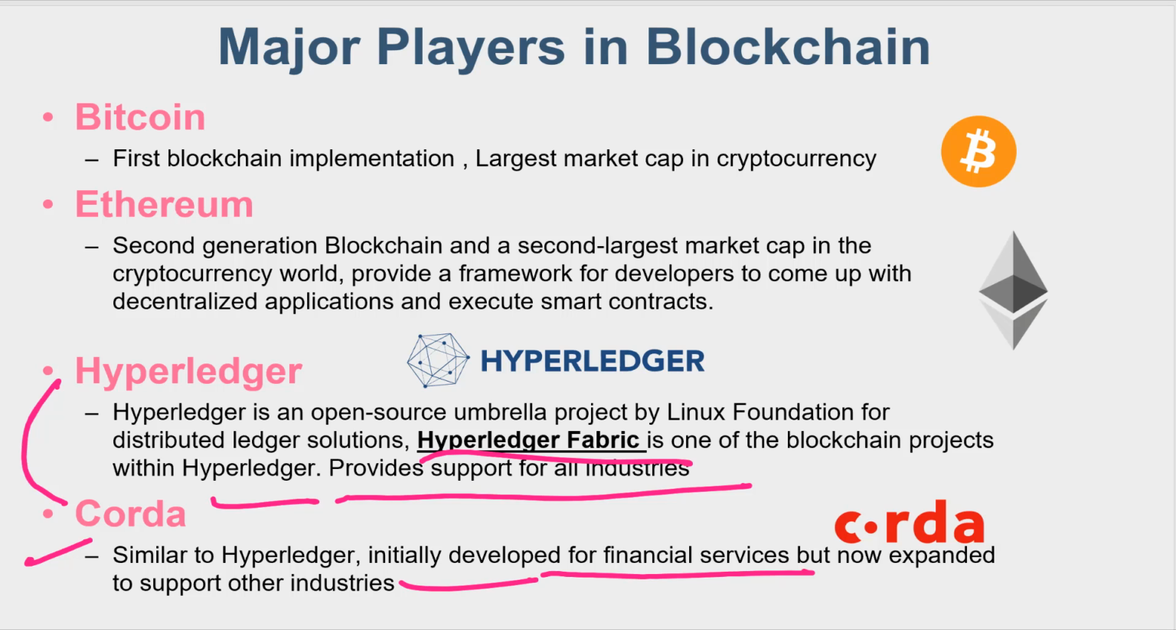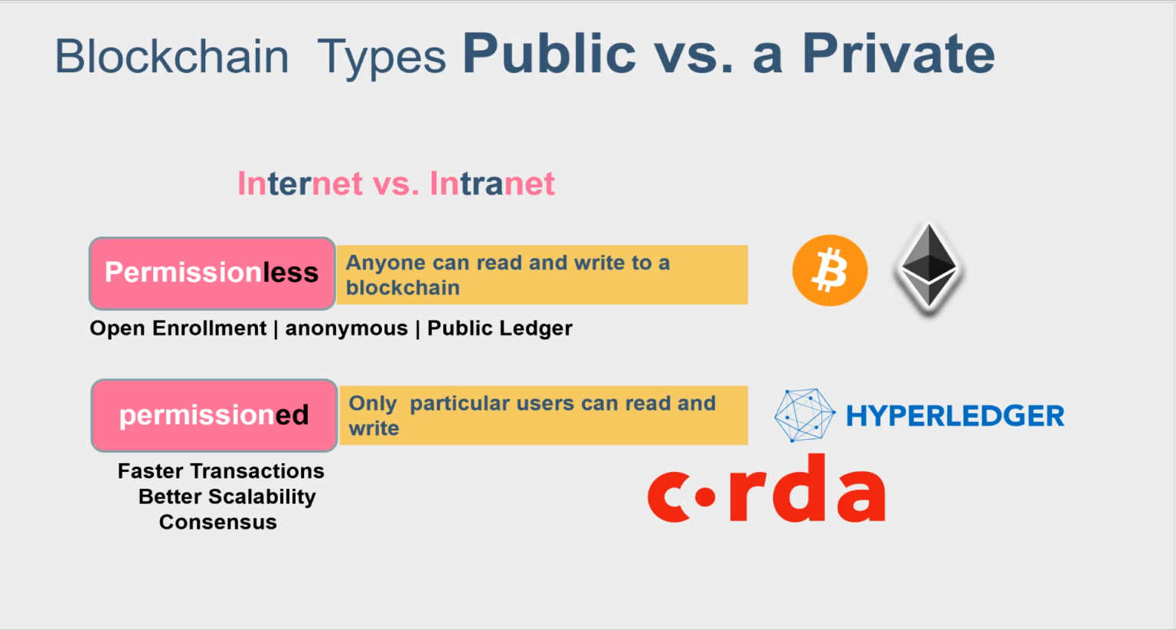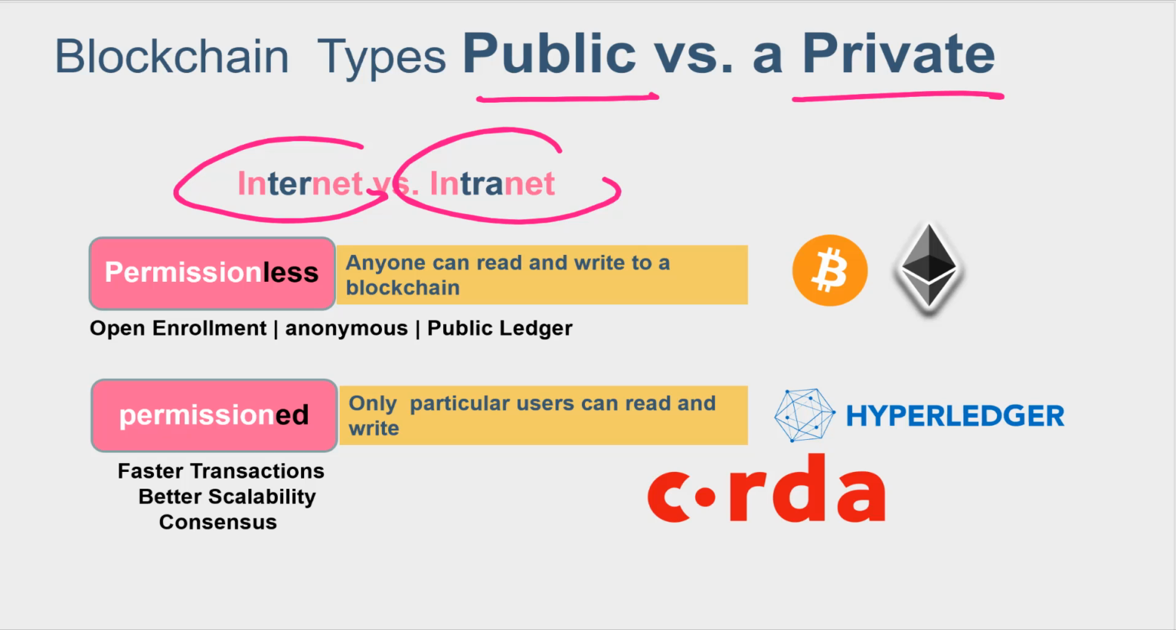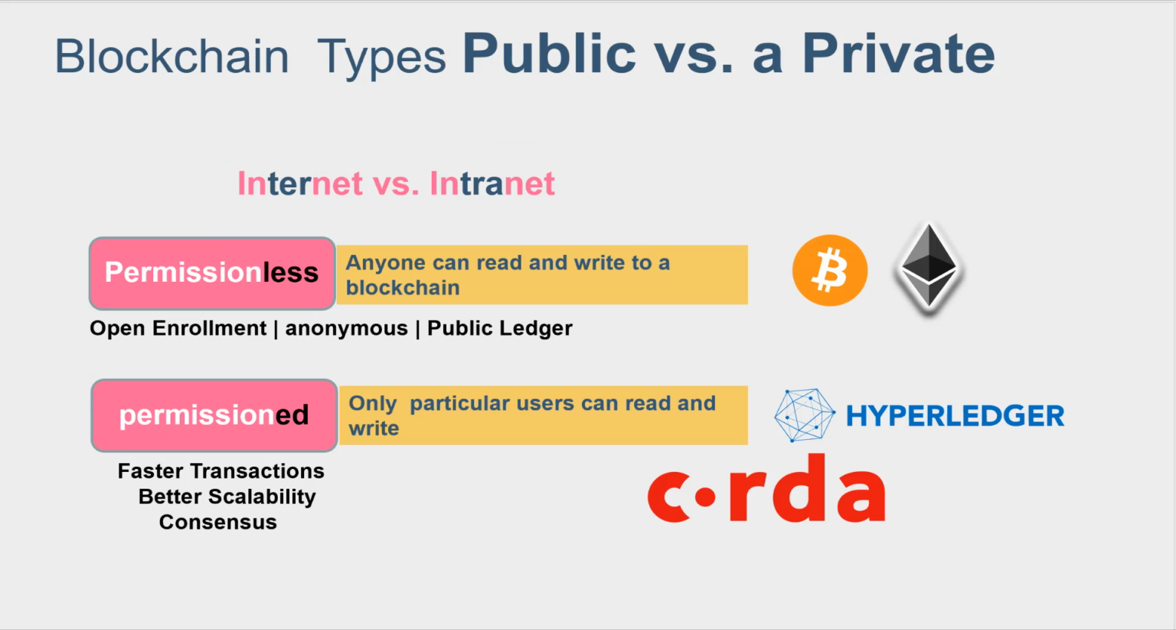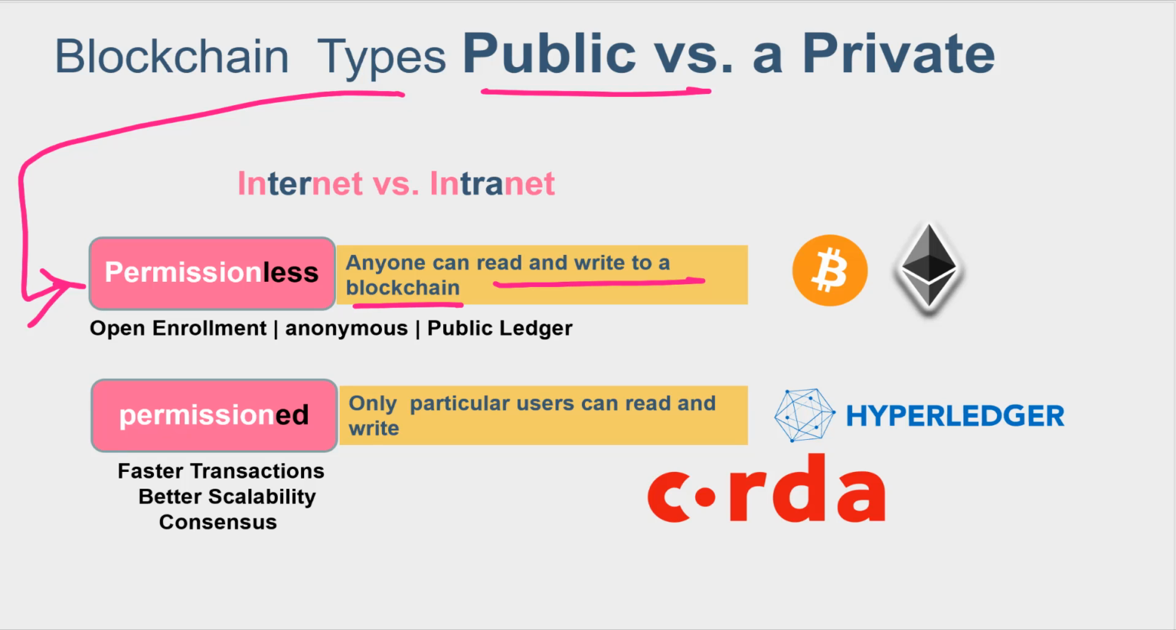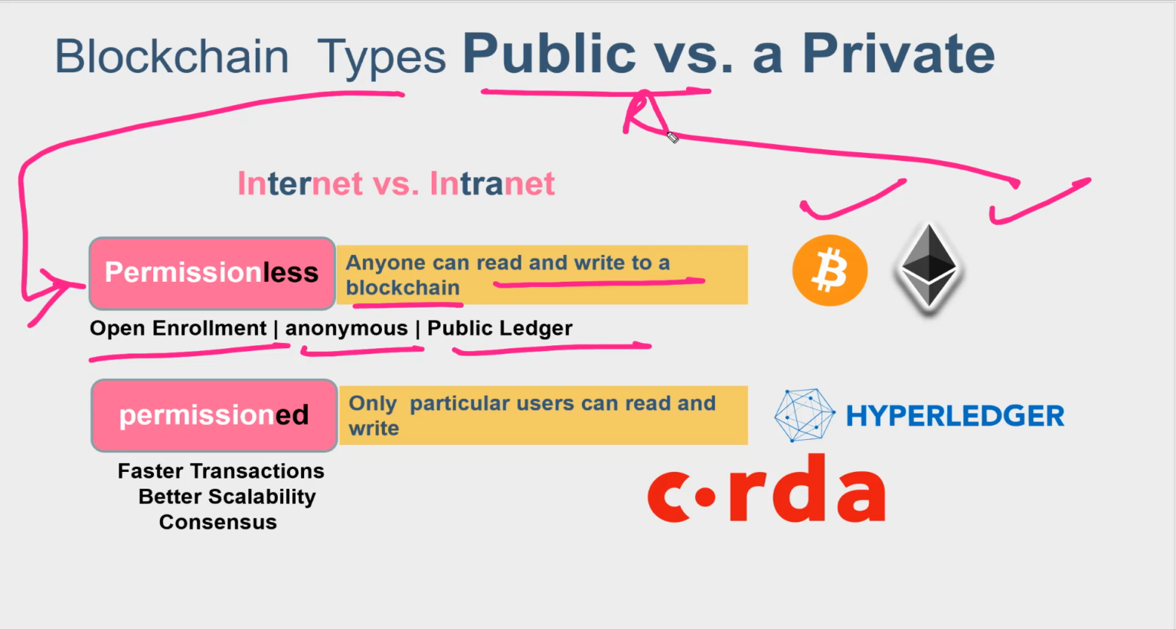What are the different classifications and how do these different blockchain players fall into different categories? The first major classification of the blockchain is public versus private. It's pretty much the same as the difference between the intranet and the internet: the corporate intranet is controlled, whereas the internet is public. The public blockchain platforms are permissionless, which means anyone can read and write to a blockchain. It's open enrollment, it's anonymous, and it's a public ledger. Bitcoin and Ethereum are examples of the public blockchain.